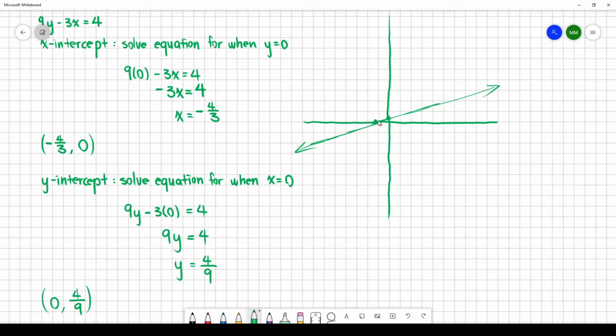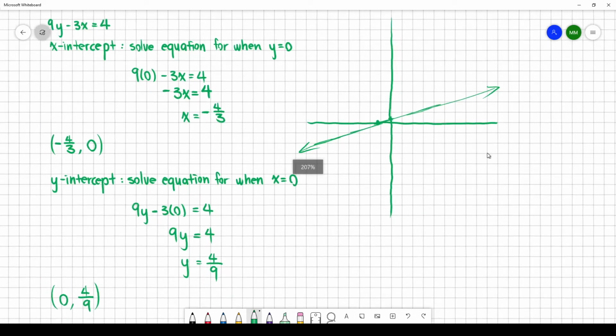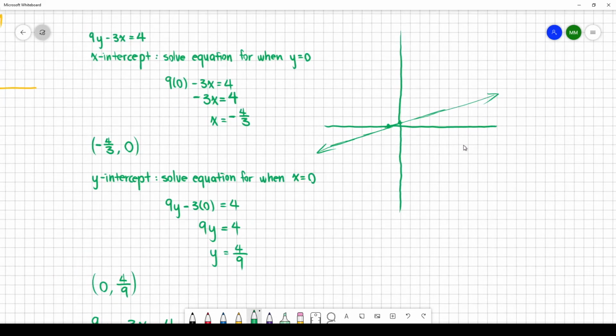So the x-intercept is -4/3, somewhere here, and the y-intercept is here. You connect the 2 points and you get this. And the slope is 1/3.